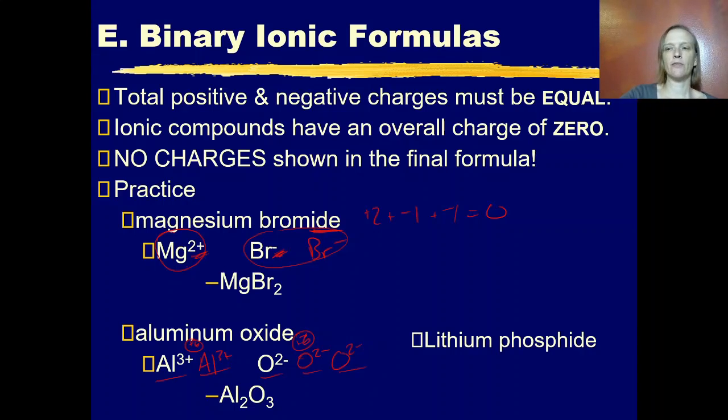Last example, lithium phosphide. Lithium has a charge of +1, phosphide has a charge of -3. So in order to get up to +3 to balance out the -3, I need to have some more lithiums here. I need 3 total lithiums. So my final formula is Li3P.